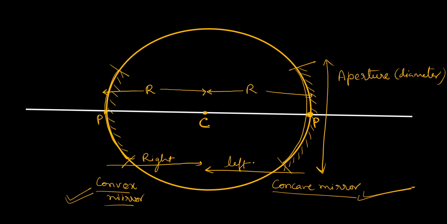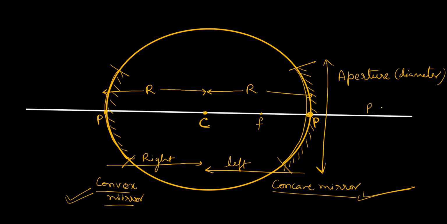So once we are aware on which side a particular part lies for a particular mirror, it will ease the sign conventions while solving numerical problems using the mirror formula. So center of curvature lies to the left in case of a concave mirror and lies to the right in case of a convex mirror. The principal focus is a point on the principal axis.